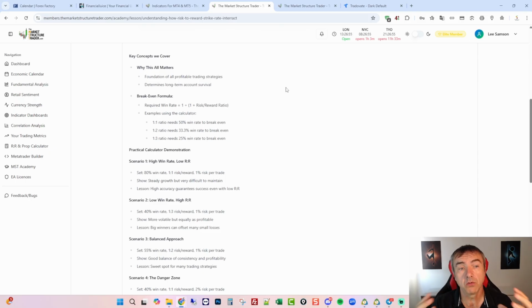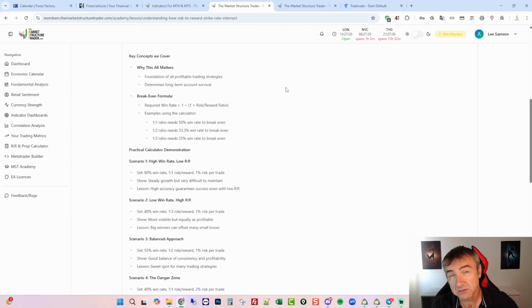And trading is all about discovering and finding edges that will play out long term. Short term, they will not play out. You will have losing days, you will have losing weeks, you will even have losing months with any strategy because of the random distribution of how wins and losses occur with any trading strategy. So it forms the foundation of everything that you do that can become profitable as a trader.